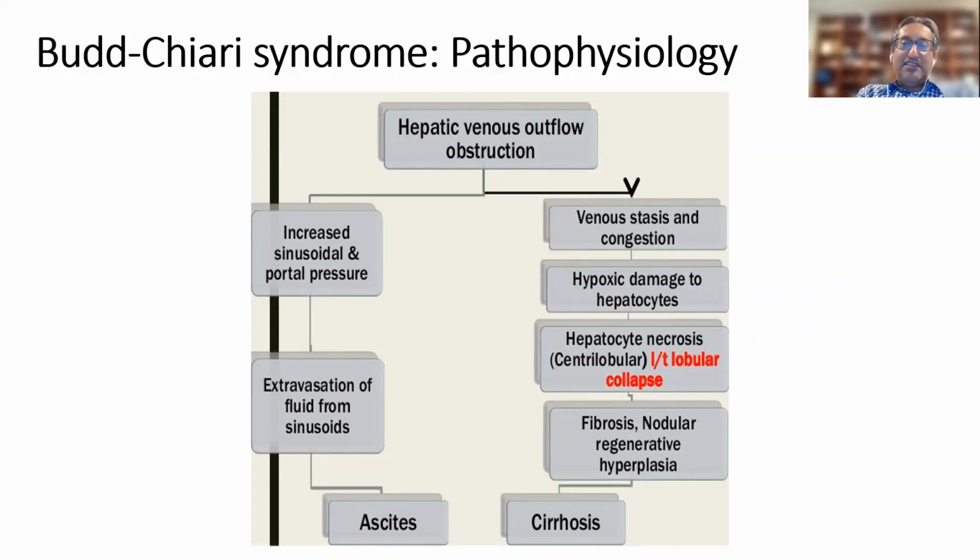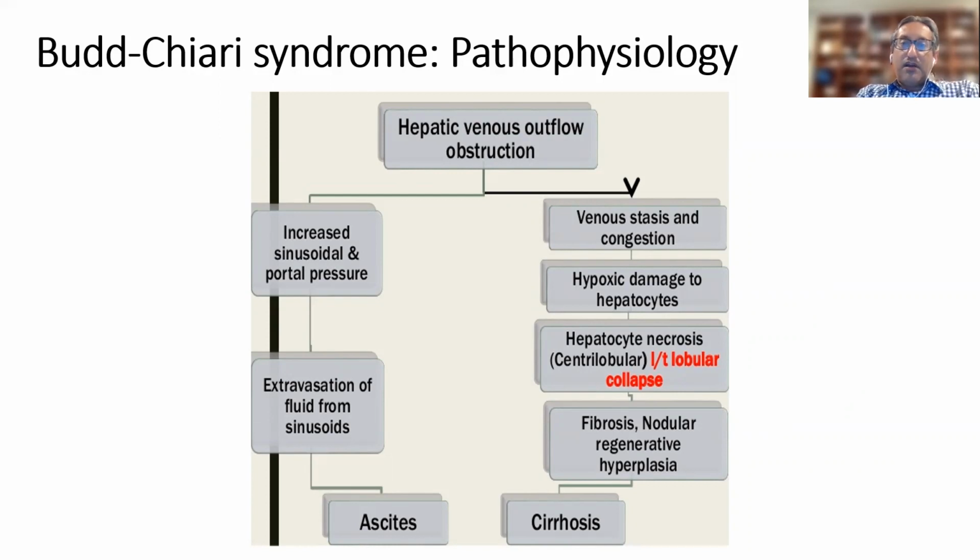However, venous stasis and congestion cause hypoxia or ischemic liver injury, ultimately causing hepatocyte necrosis. It starts in the centrilobular region because of the vein. Most hepatic injuries of other forms also start in the centrilobular region, but ultimately it causes lobular collapse.